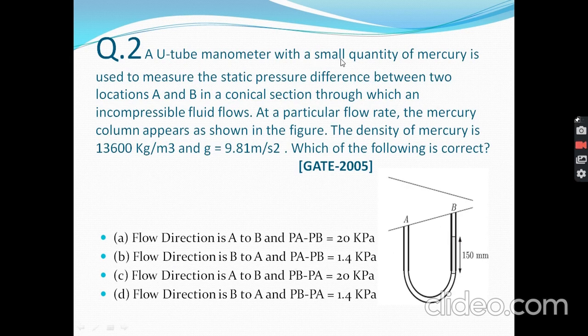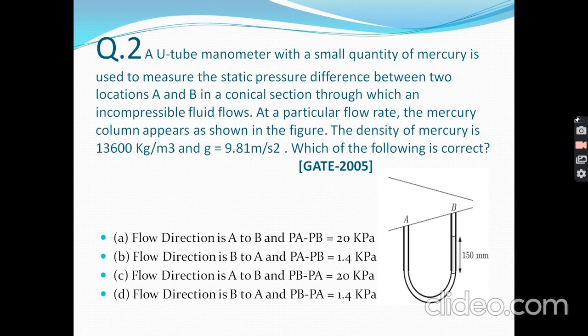Question 2. A U-tube manometer with a small quantity of mercury is used to measure the static pressure difference between the two locations A and B in the conical section through which an incompressible fluid flows at a particular flow rate. The mercury column appears as shown in the figure. The density of mercury is 13600 kg per meter cube and g is 9.81 meter per second square. Which of the following is correct?